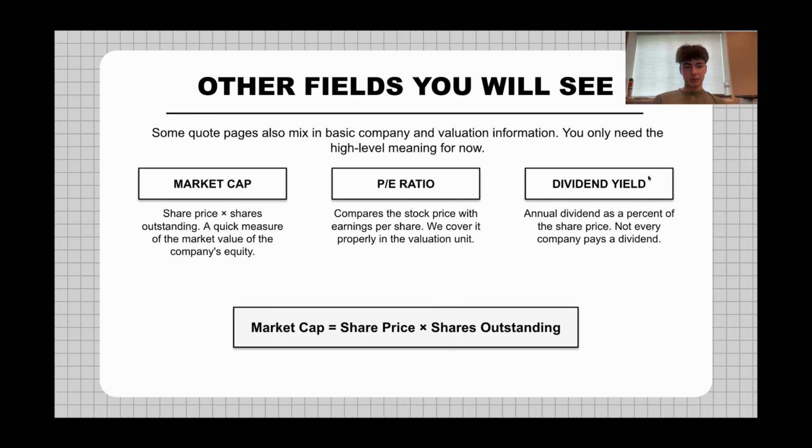Then we have dividend yield. That tells you the company's yearly dividend compared with its share price. Not every company pays dividends, so some stocks might not have a dividend yield at all. For now, you just have to understand where these numbers are coming from and what they are referring to.